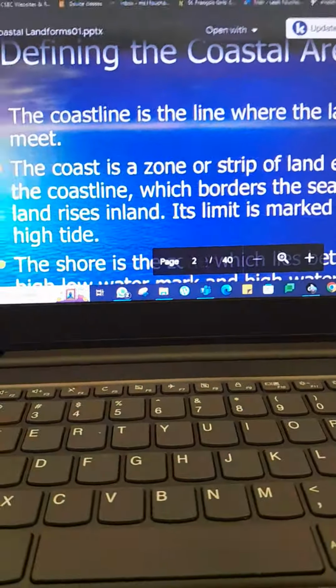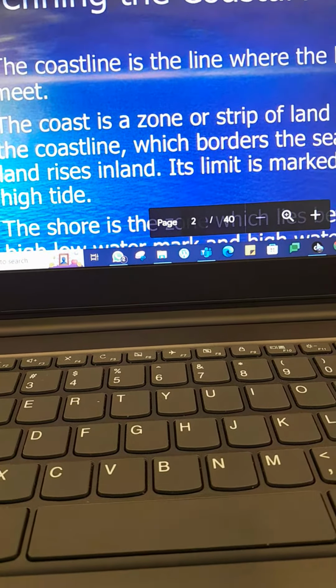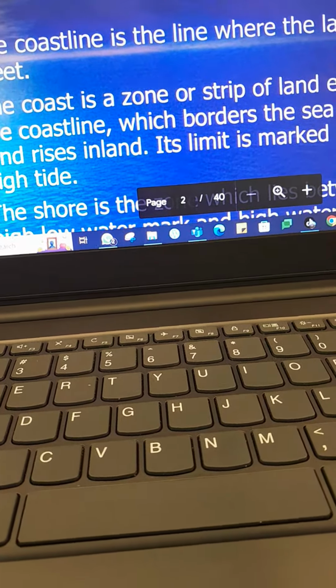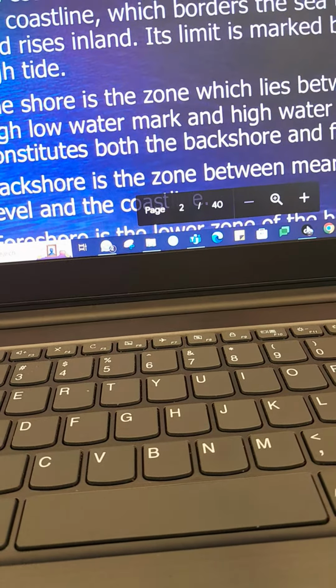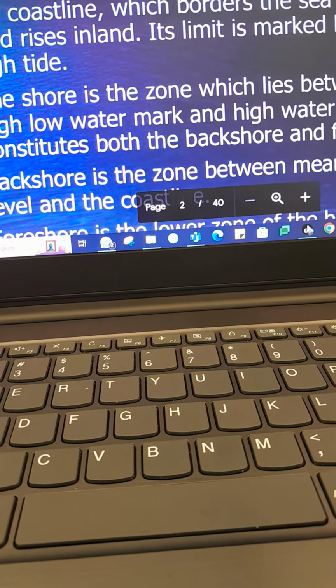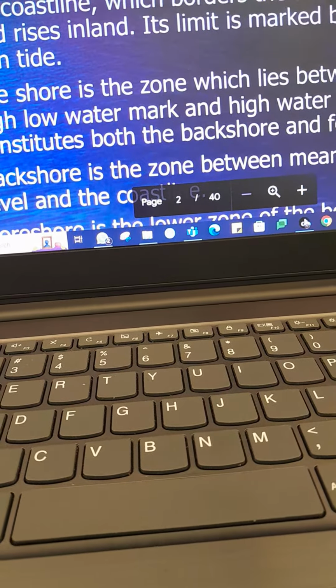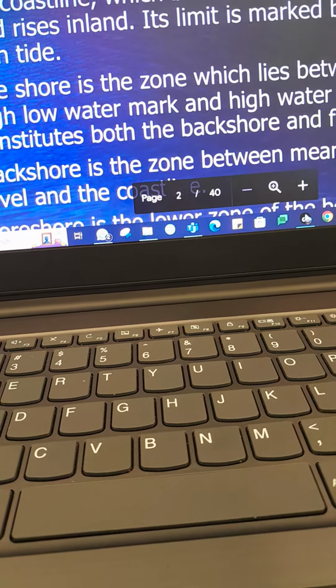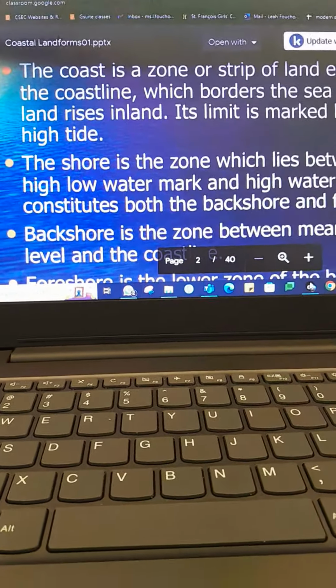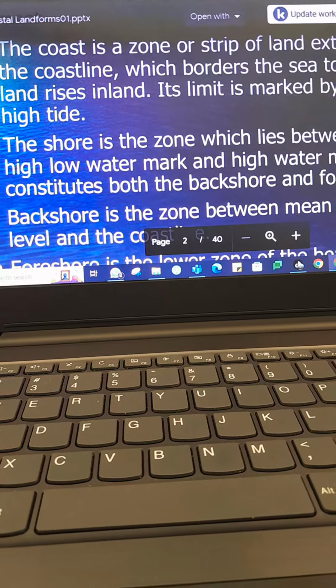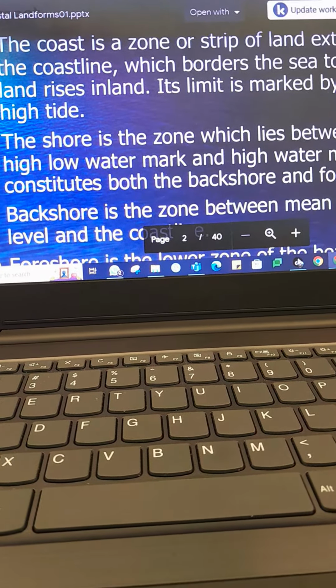So we are defining the coastal area, and we said that the coastal area is where land and sea meet. So the coast is a zone or strip of land extending from the coastline, which borders the sea, to where the land rises inland. So this is the ridge to reef concept. You all understand that? And it is marked by the high tide.